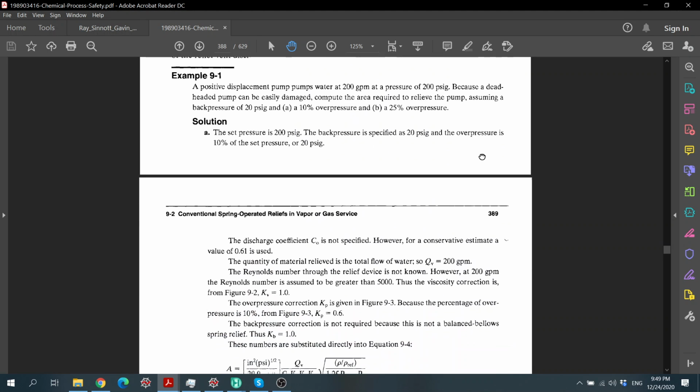So we'll see, for example, 200 gallons per minute of water pumped via a positive displacement pump, and the discharge pressure is 200 psig. Because a dead-headed pump can be easily damaged, there is a relief valve. Let me draw this so that you understand.